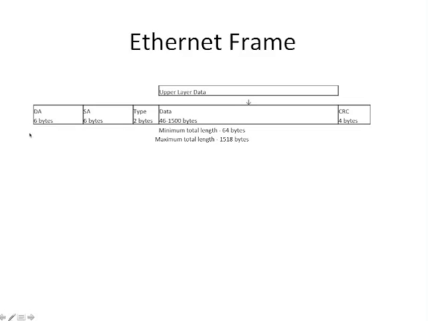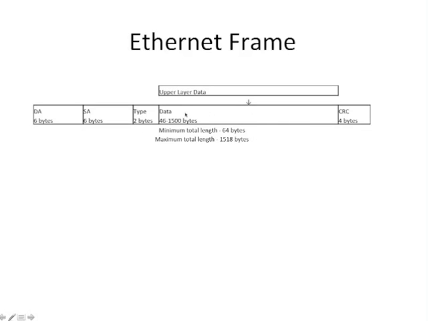If you look at these numbers, 6 and 6 is 12, and 2 is 14, and 4 is 18. 18 and 46 is 64. So we have the header fields and the minimum size of data. And then the maximum length is 1500 bytes of data plus 12, and 2 is 14, and 4 more is 18. So 1500 plus 18 is 1518.